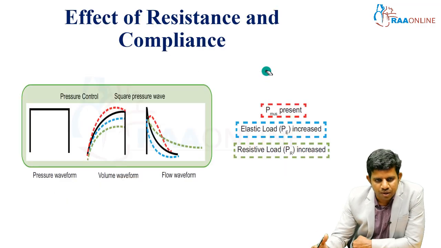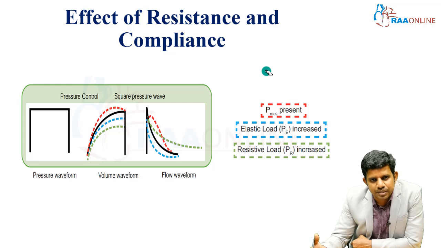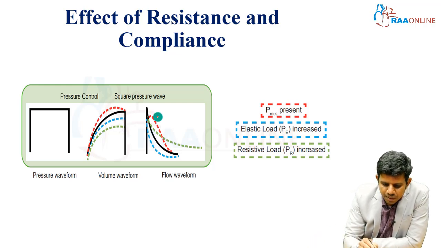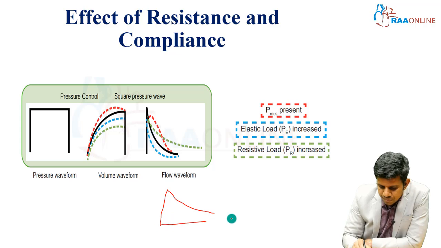So, how will you know that? How will you identify from the pressure or volume waveform whether it is resistance or compliance? I already told you, and this is the flow waveform. In pressure control, the flow will decay exponentially until it reaches 0.